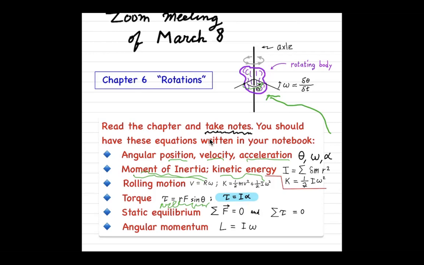Now, in motion along a line, force is mass times acceleration. Well, it's just the same for rotational motion, only instead of force, we have torque. Instead of mass, we have moment of inertia. And instead of acceleration, we have angular acceleration. So torque is I alpha.